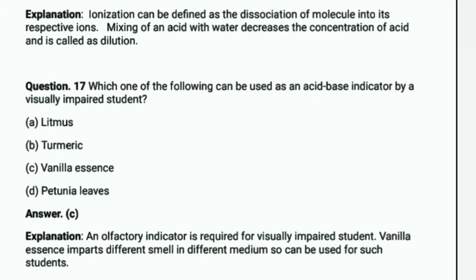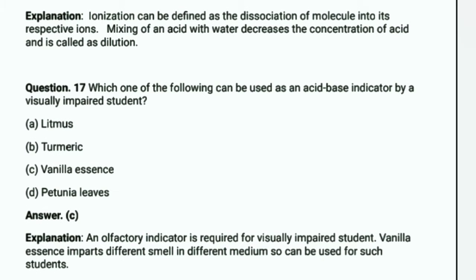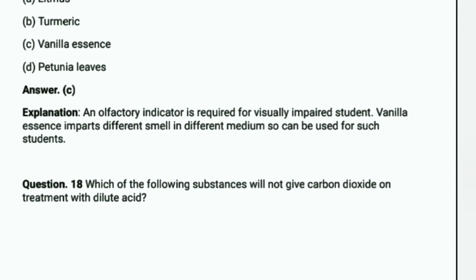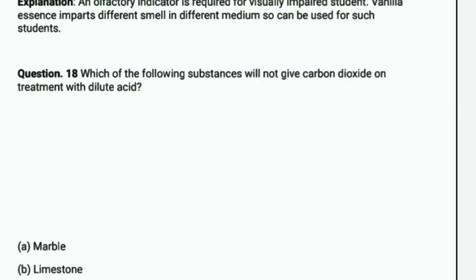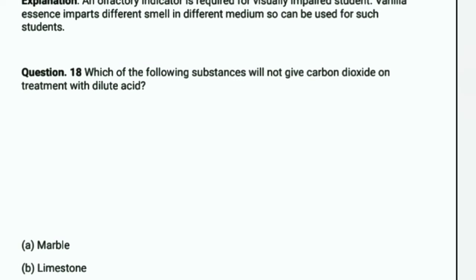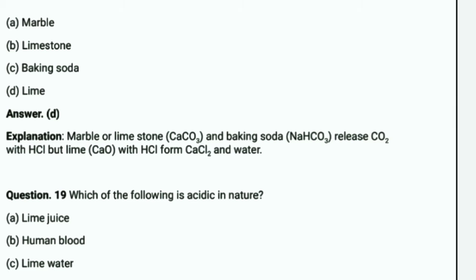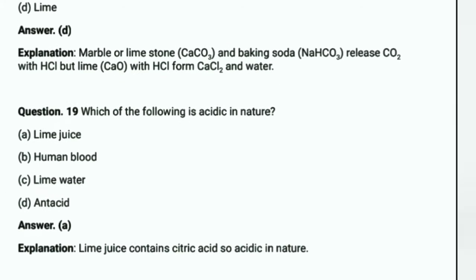Which of the following can be used as an acid base indicator by a visually impaired student? Vanilla essence. Explanation: An olfactory indicator is required for a visually impaired student. Vanilla essence imparts different smells in different media, so it can be used for such students. Which of the following substances will not give carbon dioxide on treatment with dilute acid? Baking soda, marble or lime. Baking soda and marble release CO2 with HCl, but lime CaO with HCl forms CaCl2 and water. Which of the following is acidic in nature?